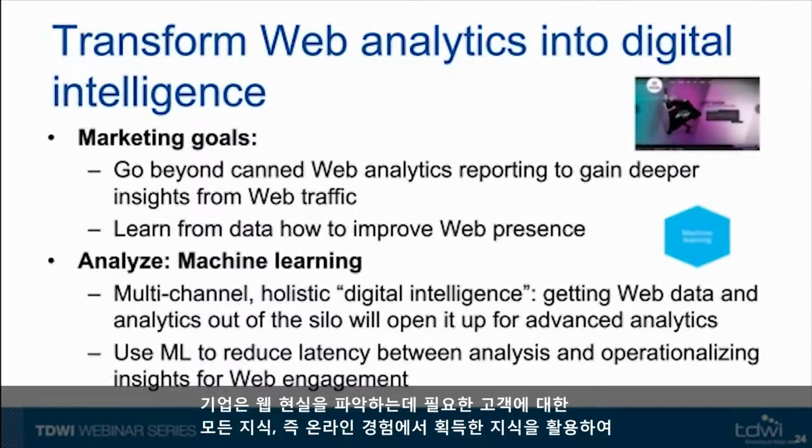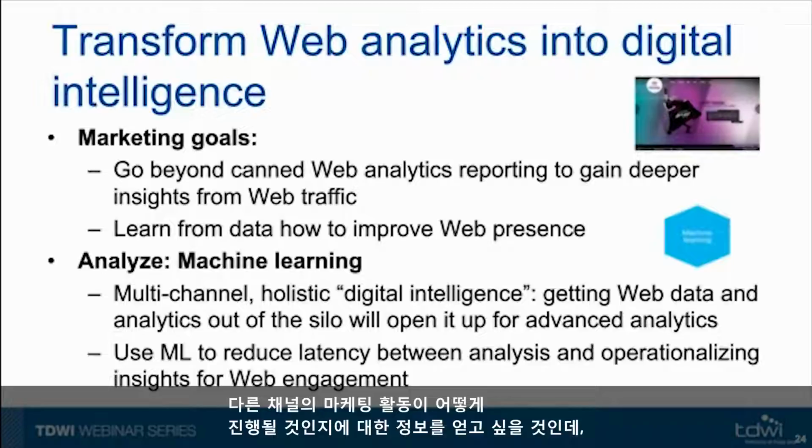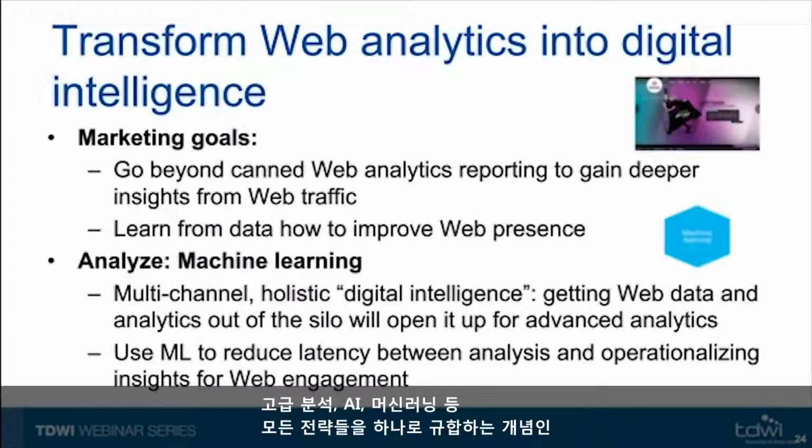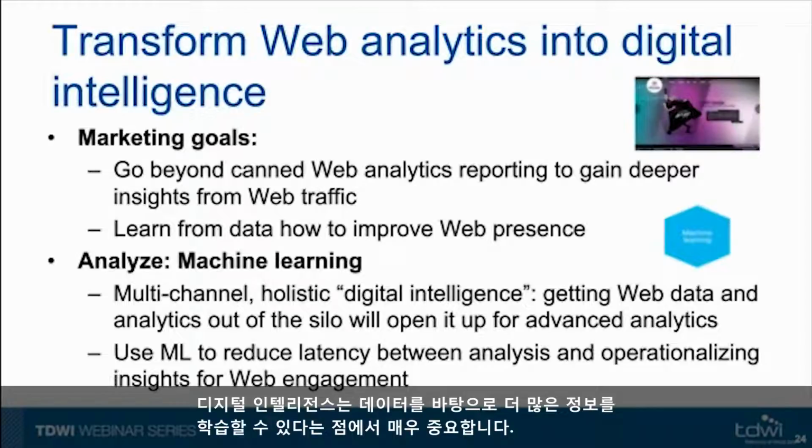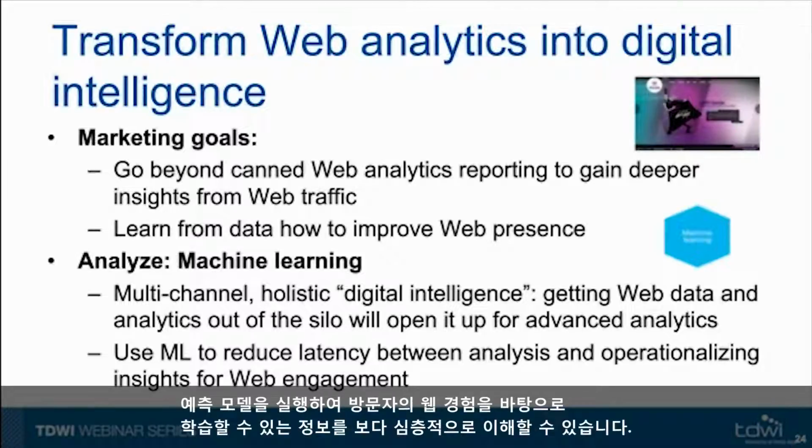And so all the knowledge that they have about customers you want to bring to bear on the web presence, and also the knowledge that you're gaining from the online experiences. You want to have that inform what's going on in marketing activities in other channels. And so digital intelligence is really about pulling all this together. More advanced analytics, AI and machine learning are critical for this, because then you can begin to learn more from the data, try predictive models, and do a lot of testing to understand in a deeper way what you're learning from the web experience of visitors.